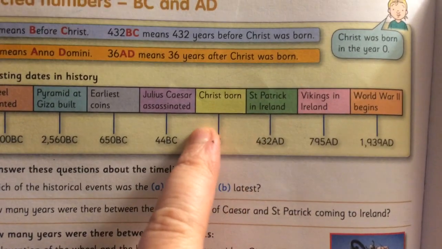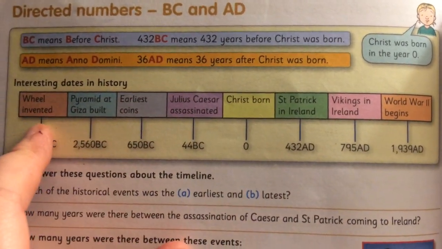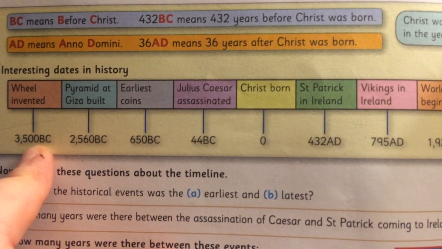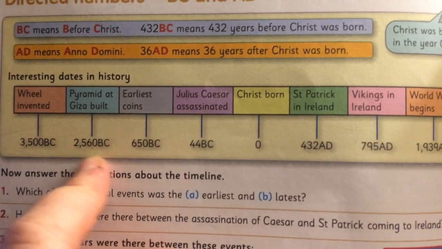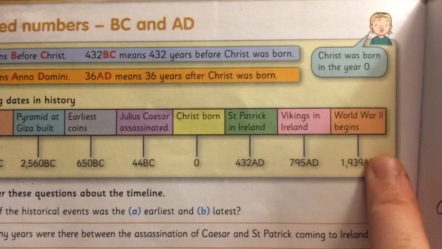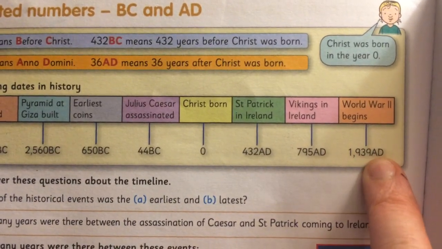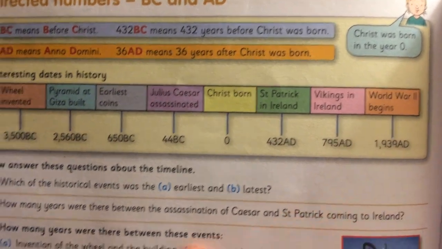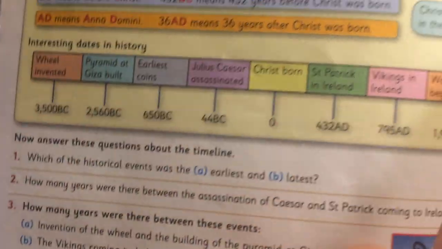The earliest is always going to be the negative, down as far as we can in the negative, which is the wheel invented, 3,500 BC, before Christ was born. And then the latest is 1939, World War II begins. So the earliest is this one, and the latest is this one.